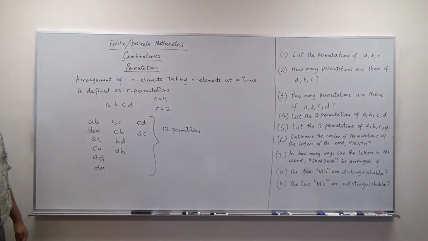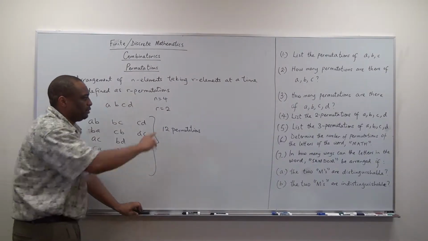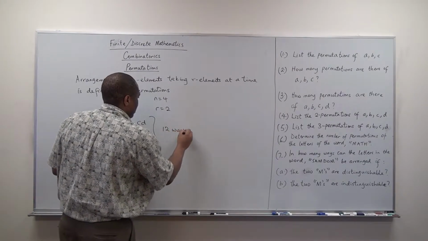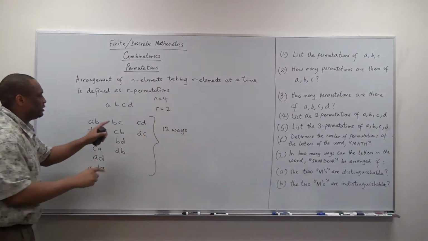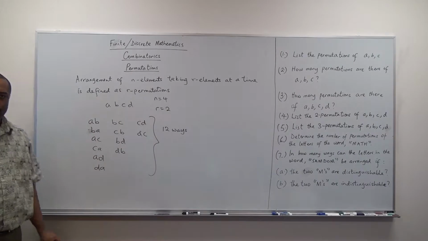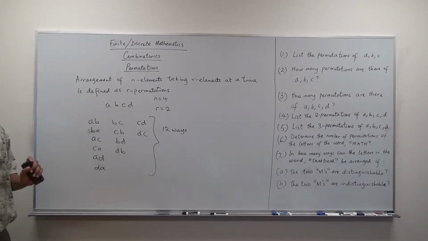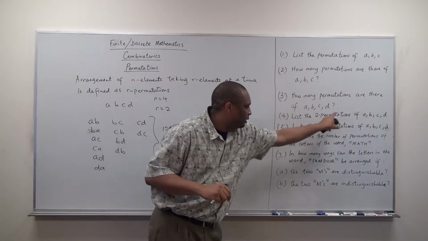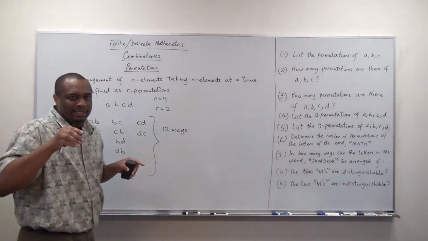Okay? Or 12 ways. Let's say 12 ways, so you don't confuse 2 permutations with 12 ways. The 2 permutations of A, B, C, D gives us 12 ways, or 12 permutations. It still doesn't matter. Remember, this 2 has a hyphen, which means in 2s, taking 2 at a time.